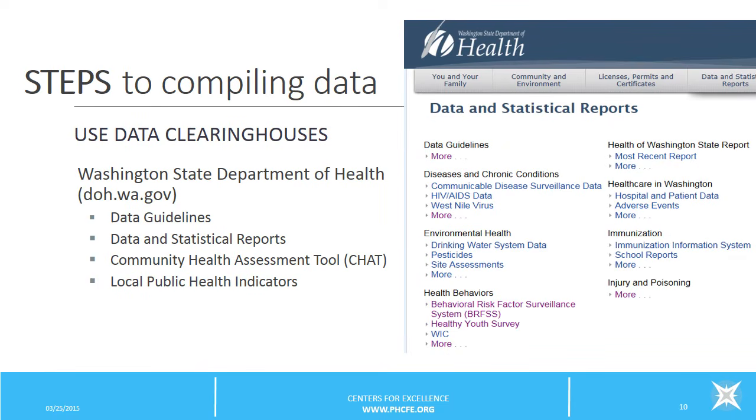The Washington State Department of Health provides a clearinghouse on their website that includes guidelines, access to queryable databases, pre-prepared reports at the county level, tools like CHAT that staff can use to run their own data, and an indicator site that has already selected measures and posted data at the county level in comparison to the state.